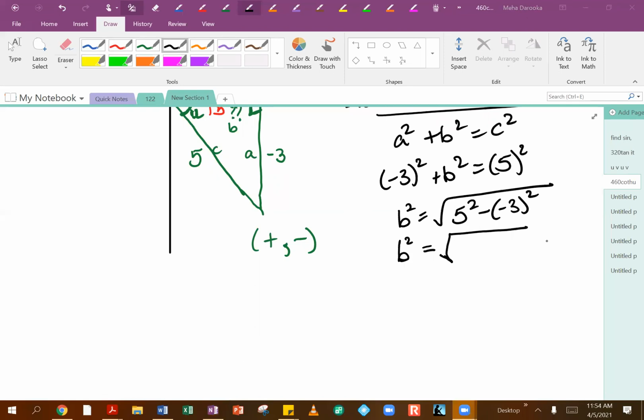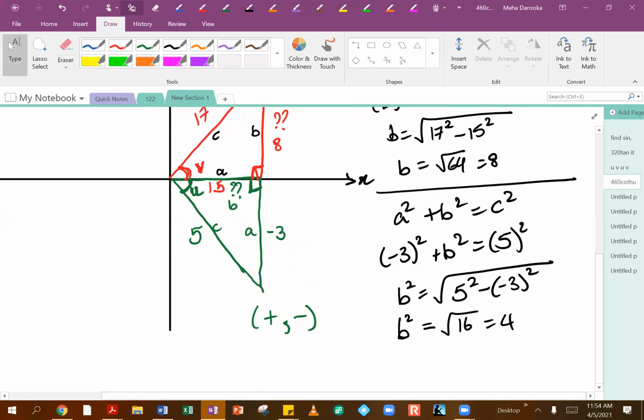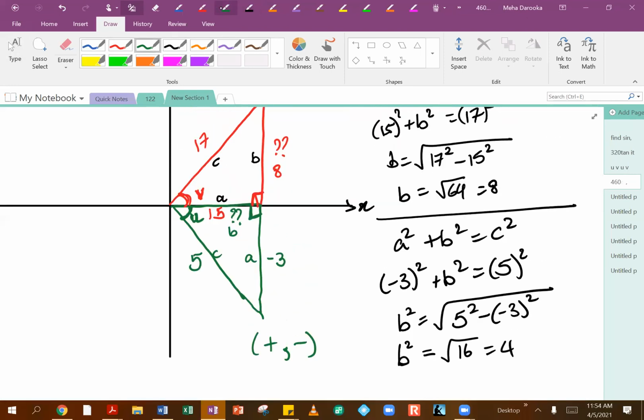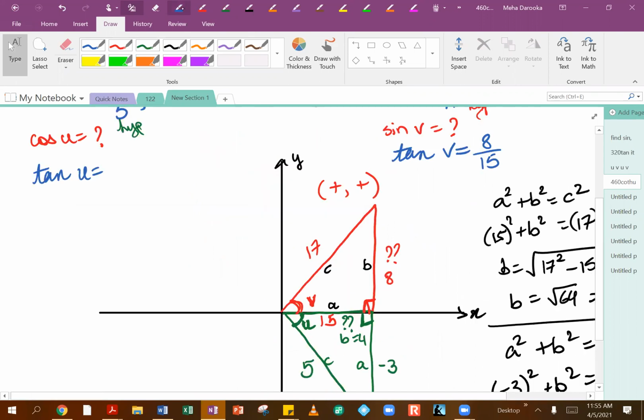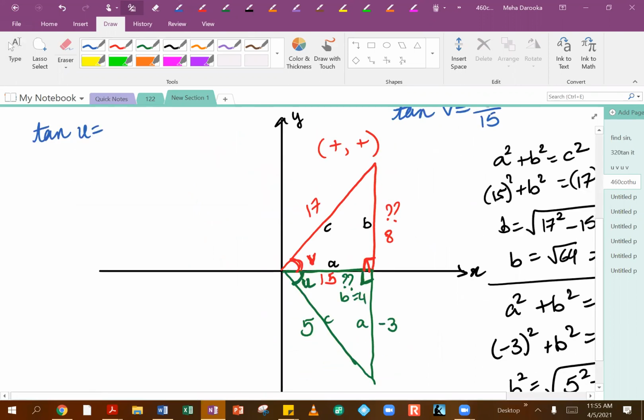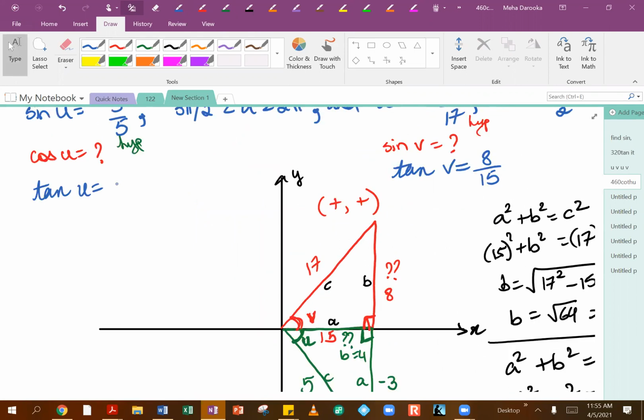Yeah, very nice, Jack. So you will end up getting square root of 16 from here. And of course, square root of 16 ends up giving you 4. So our missing side is going to be 4. And now that you have both the opposite and the adjacent sides, again, you can go directly to your tangent function. So tangent of u is going to be, again, opposite, which is -3. Adjacent is 4.